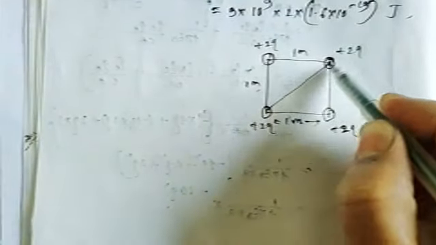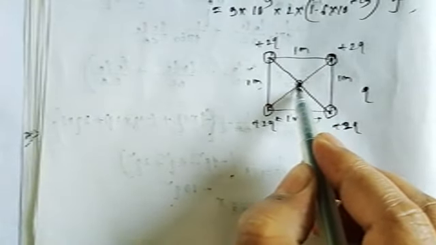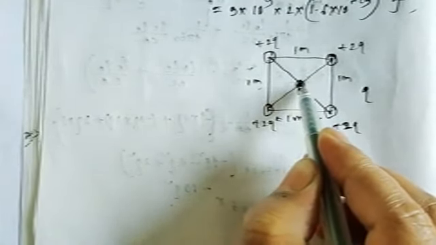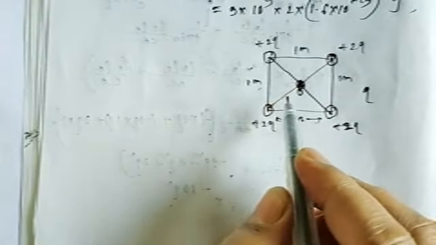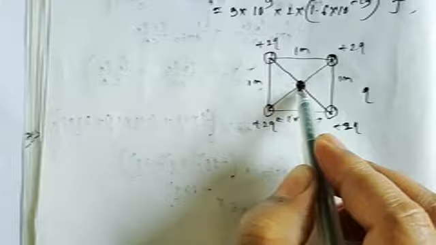If anyone wants to put a charge small q at the center O, then what will happen? If anyone wants to put a charge q at this center, you have to find out the potential at this point first for all these plus 2q charges.